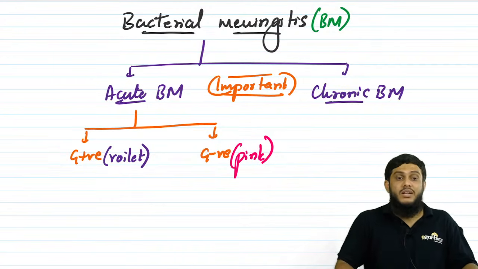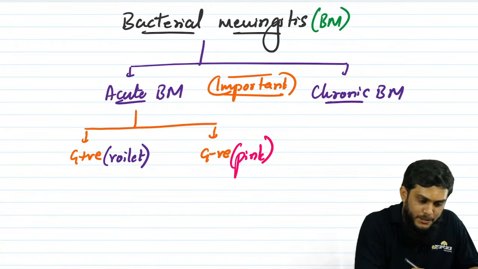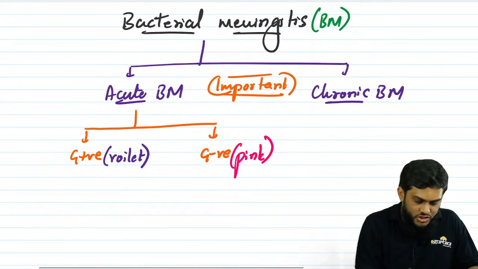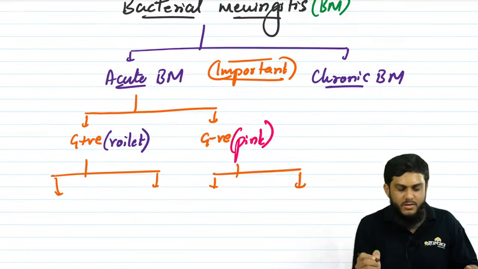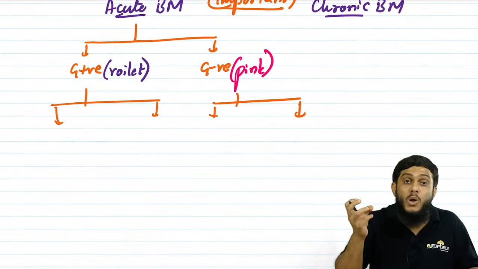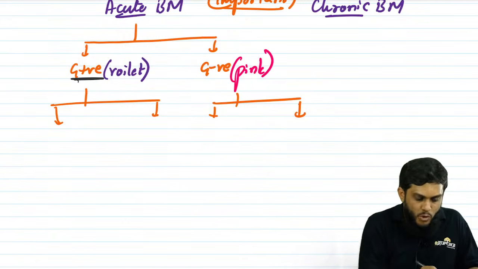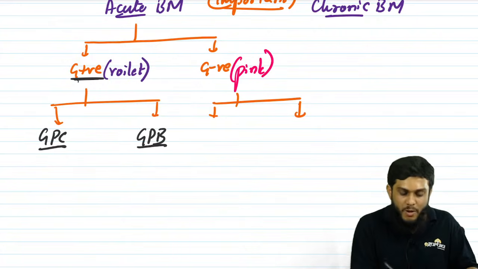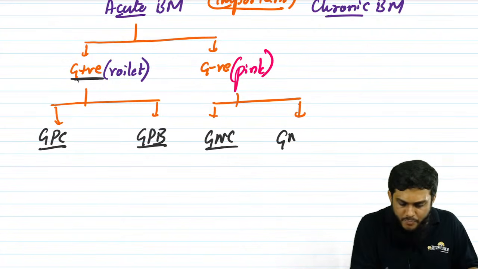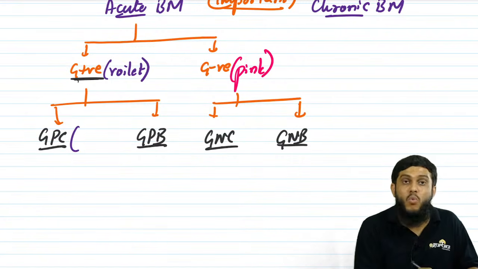The second important classification of bacteria is based on shape. Round-shaped bacteria are known as cocci and rod-shaped bacteria are known as bacilli. So gram-positive bacteria can be gram-positive cocci or gram-positive bacilli, and gram-negative bacteria can be gram-negative cocci or gram-negative bacilli. Gram-positive cocci, because they are gram-positive, are violet in color.